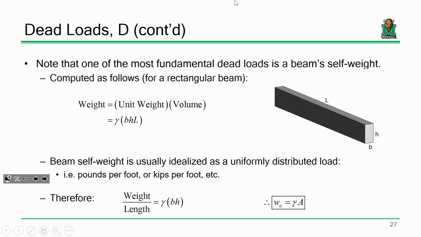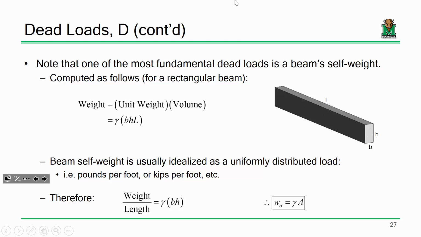Sound good? Now that's the weight, but if I'm idealizing that as a uniformly distributed load, then I don't need the weight. I need the weight per foot, the weight per length. So if I take that computation and divide the length out, I'm basically just taking gamma times BH, and BH is nothing more than the cross-sectional area of the beam. So in general, if I need to determine the weight per foot of a beam, I would take the unit weight, the 150 pounds per cubic foot or what have you, and just multiply it by the area. Okay? Does that make sense?